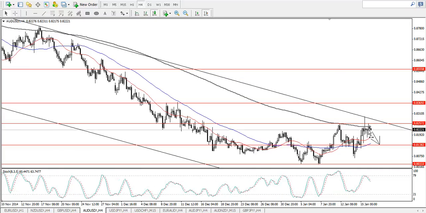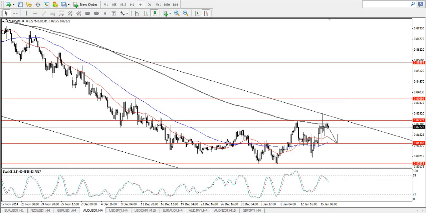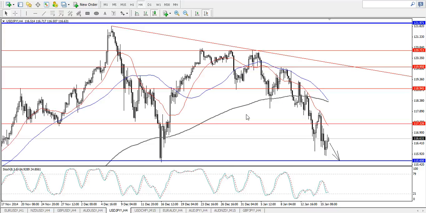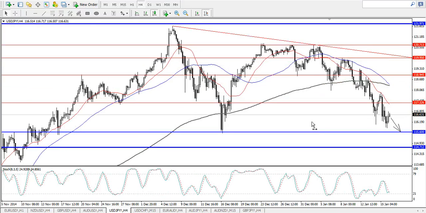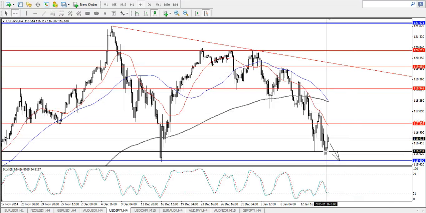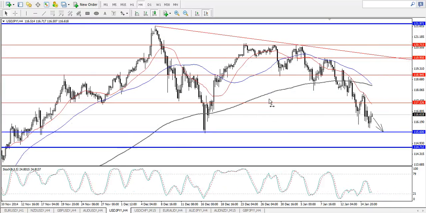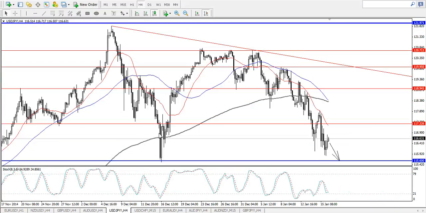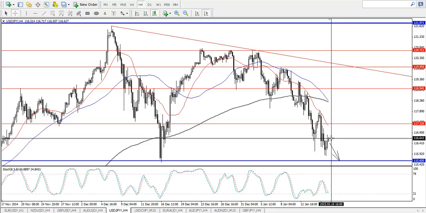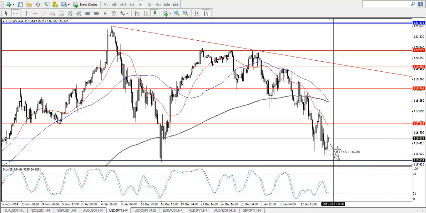So that's pretty straightforward for the Aussie against the US dollar. Next, dollar against the Japanese yen, price fell and is about to touch the previous low at 115.60, one of the exhaustion levels by the Fibonacci expansion. So we are still expecting price to fall a little bit further till it really touches the support level, and to wait for a long opportunity at this level as well.